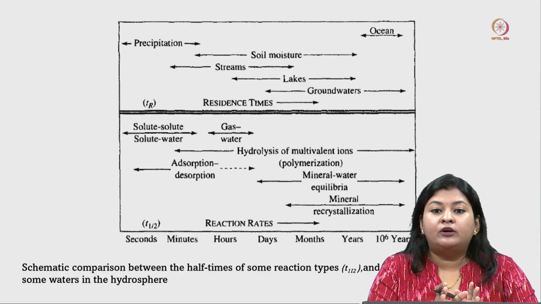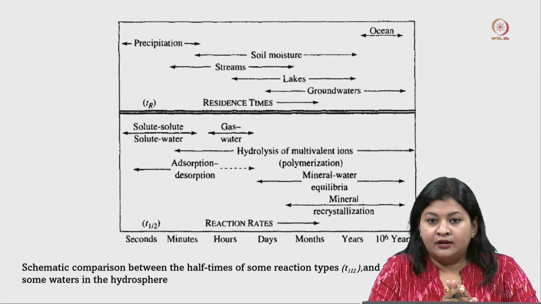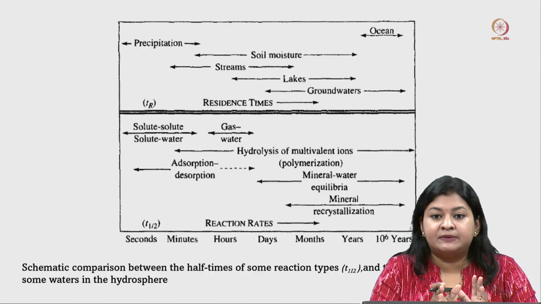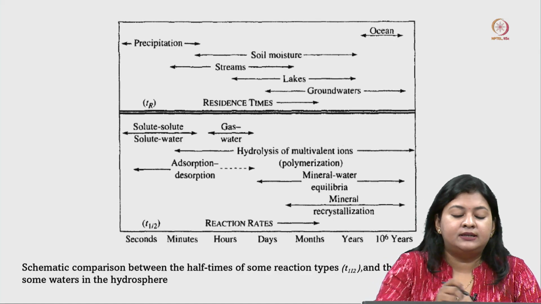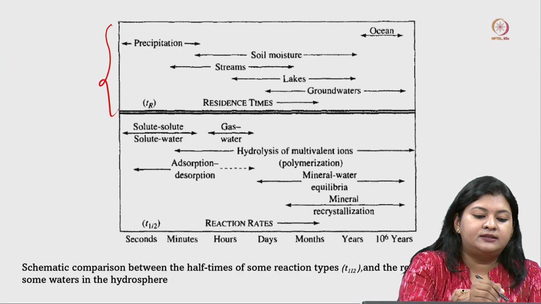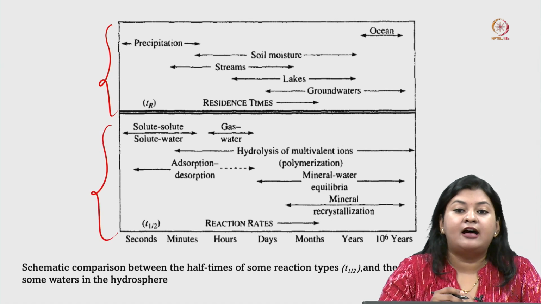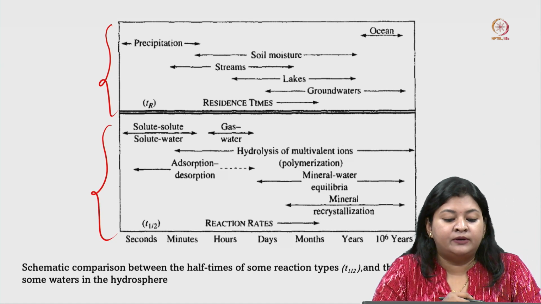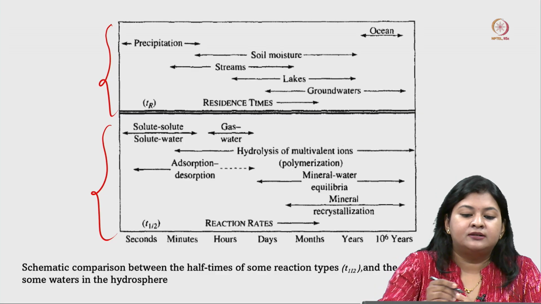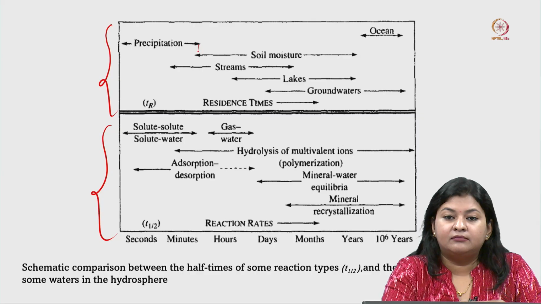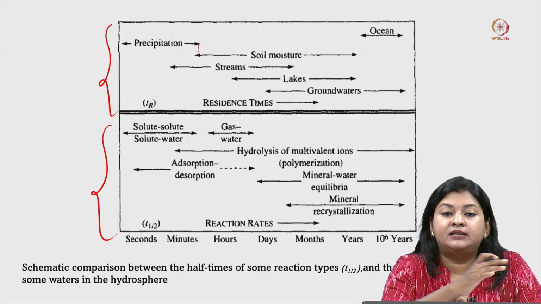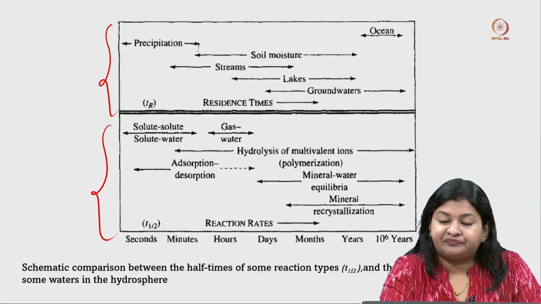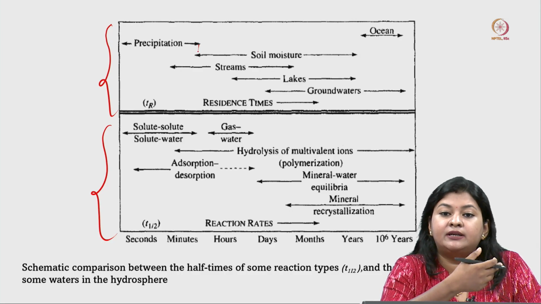Now, since we are talking about time scale, this is just a glimpse of the time scale, how it is moving. Here you can see there are two divisions: one is the residence time, and one is the T half, that is the half life. Precipitation reactions can happen very quickly, from within seconds to a few minutes, and at maximum it can reach some hours. That is the residence time of precipitation reactions.